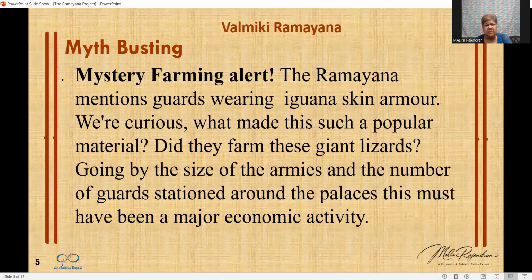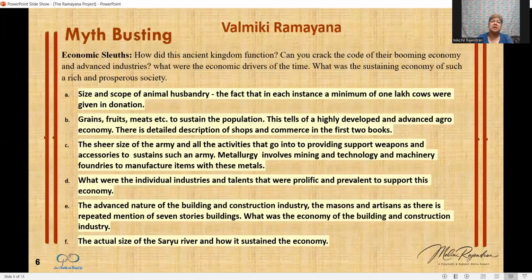And then, did they farm these giant lizards? Because the quantities that would be required for the large army and the number of guards stationed around the palace, as mentioned in the Ramayana, this would not do with a few wild iguanas being harvested for their skin. Obviously, the iguanas were cultivated and systematically their skin was harvested to create these armors. So, apparently, it was a major economic activity. This is an interesting topic of research.